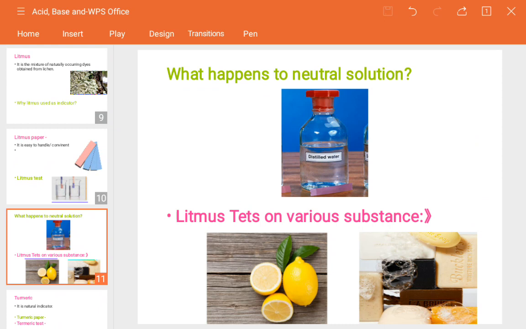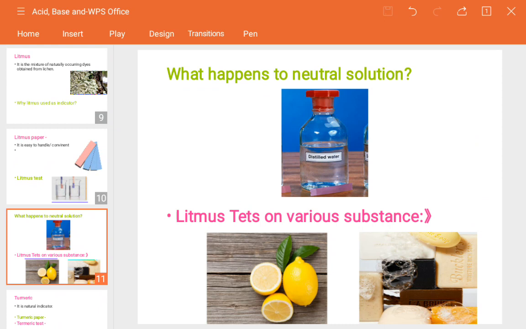Now what about the soap? We know that soap is a basic substance, it creates bubbles and is slippery. We have seen some characteristics of a base. So when you put some solution of soap in a beaker and dip a red litmus paper, what happens? The red will change into blue, because it shows the soap is basic in nature.